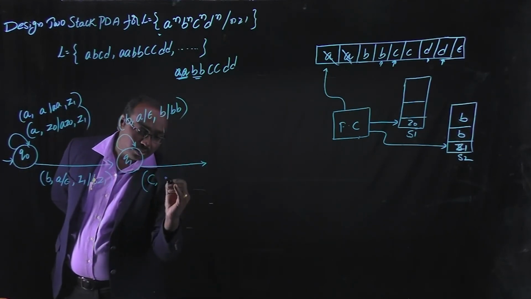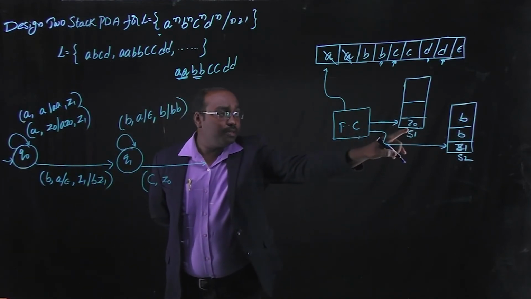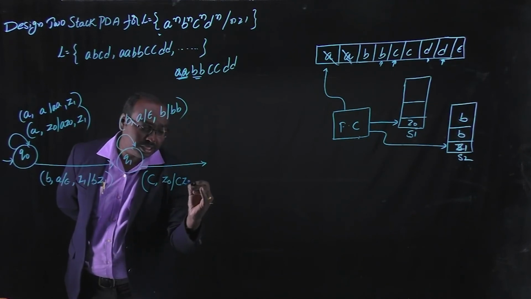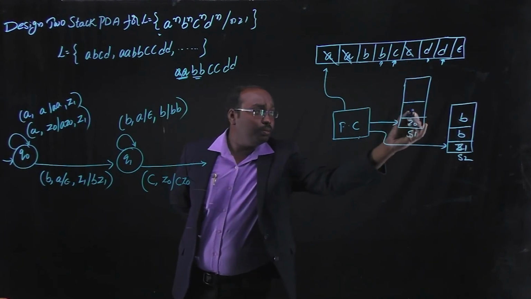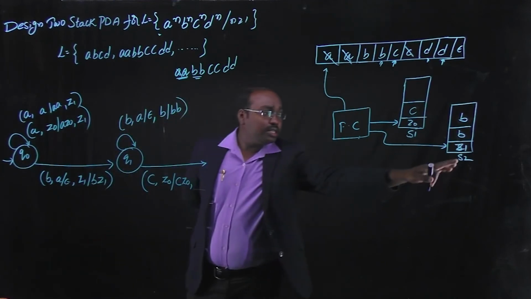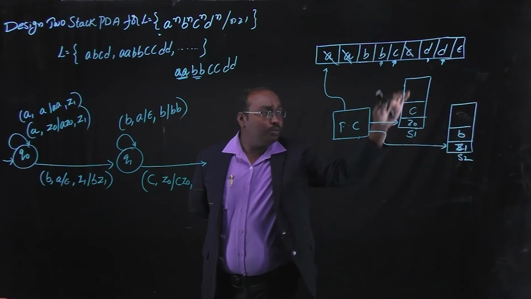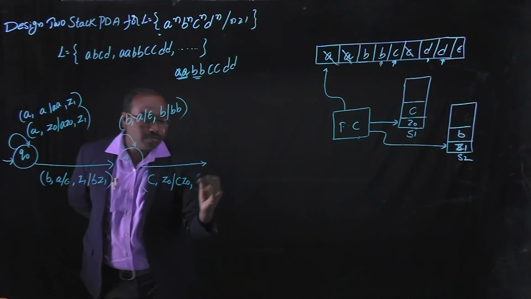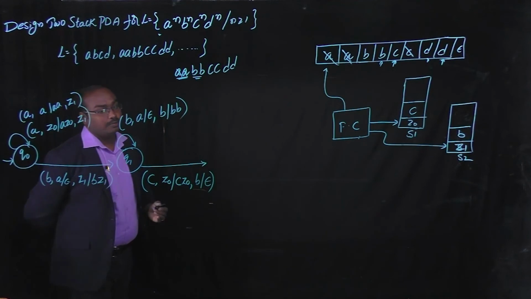Now all the A's should be removed. So what is the top of the stack symbol? Z0. Now we are pushing that element C onto the stack above Z0. So the input symbol is C. This C should be pushed onto stack 1. Now what about stack 2? This B should be removed. So one C is pushed onto stack 1, and one B is removed from stack 2.